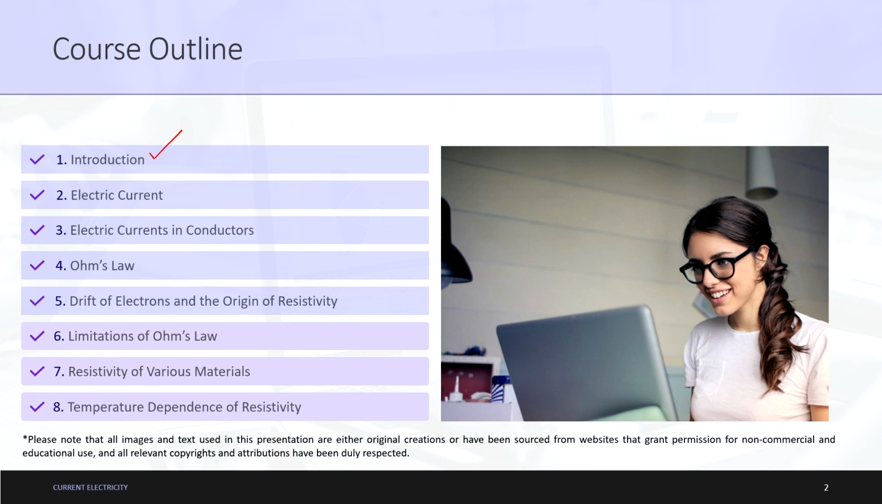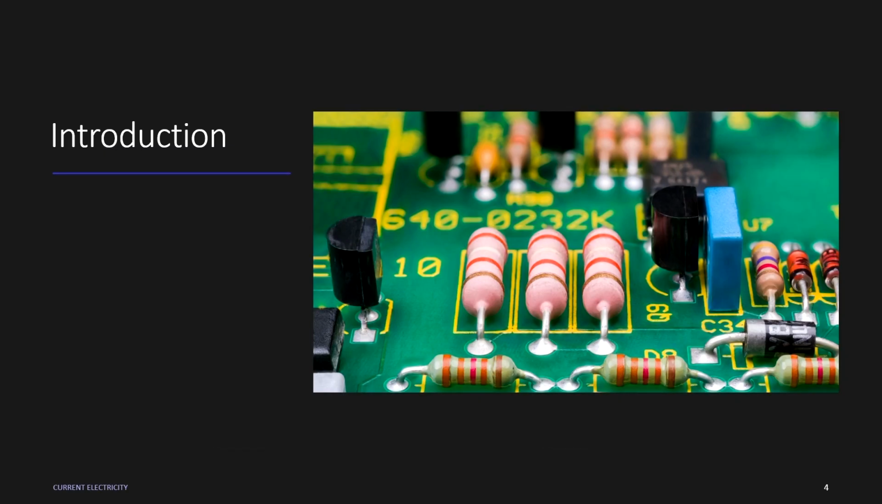Some of the things you already know, such as Ohm's law. You would have known Ohm's law in your previous classes. In these lectures we will moreover go to different topics like drift of electrons. What is this drift of electrons? What is resistivity? How is the temperature dependence of resistivity, and so on. So without wasting any time, let's move directly to the introduction, then we can go on to different topics. Okay, so introduction of current electricity.